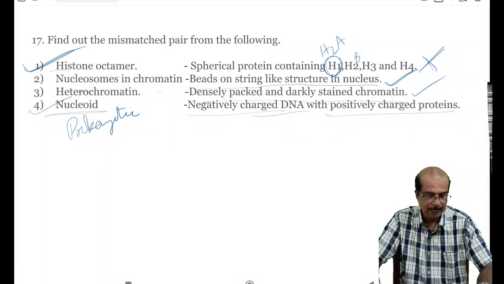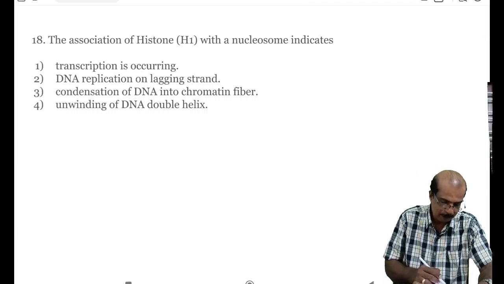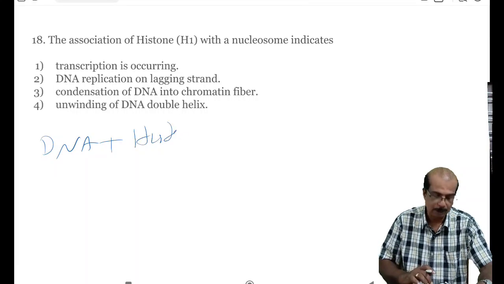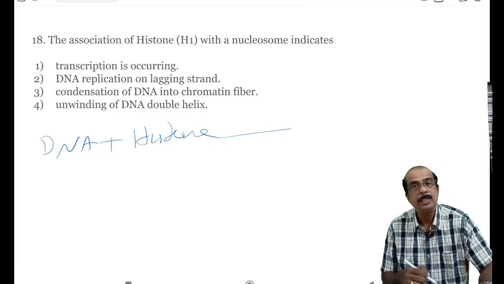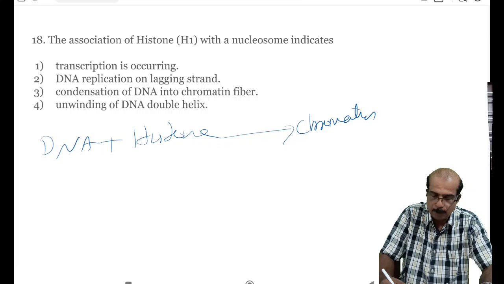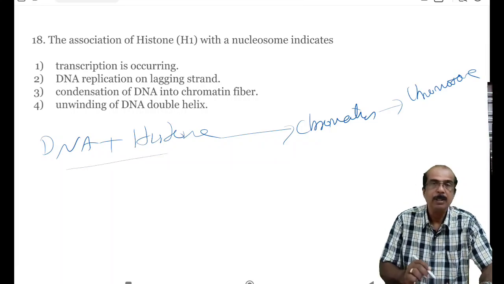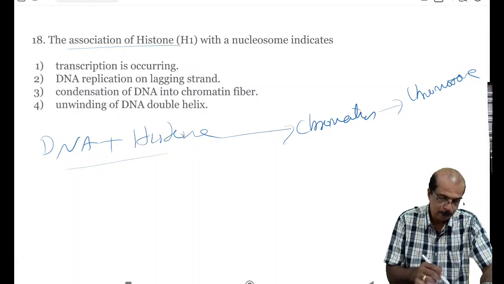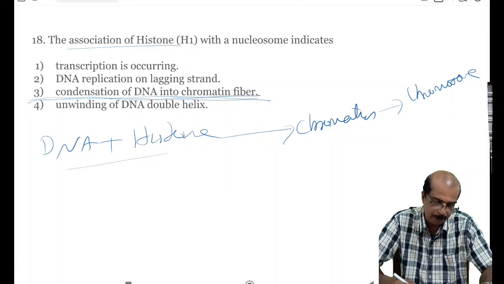Moving to the next question. The association of histone H1 with a nucleosome indicates that when DNA associates with the histone octamer or H1 protein, it shows condensation or packaging of DNA to form chromatin and consequently chromosome. So this association is part of packaging or condensation. So it is a straight question. We have to move to the third option, that is, condensation of DNA in the chromatin fiber will be the answer to our question.